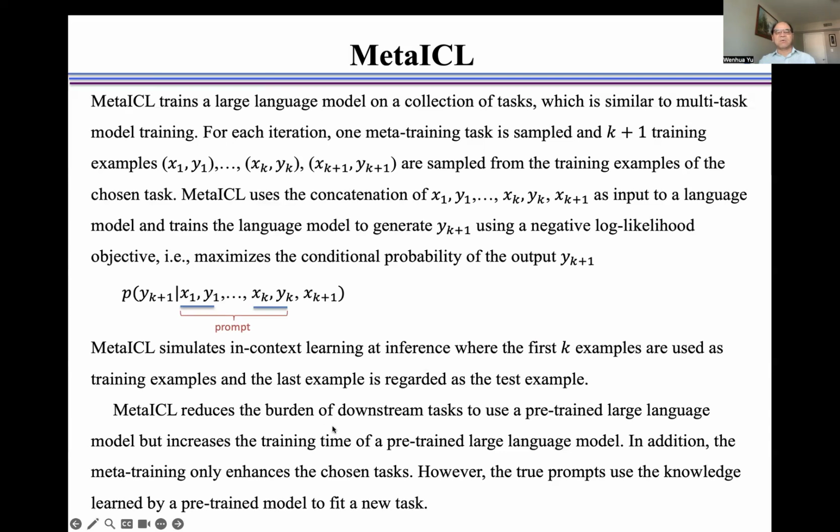MetaICL reduces the burden of downstream tasks to use a pre-trained large language model, but increases the training time of a pre-trained large language model. In addition, the meta-training only enhances the chosen tasks. However, the true purpose is to use the knowledge learned by a pre-trained language model to fit a new task.